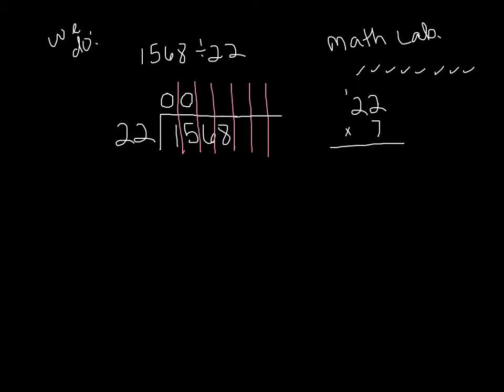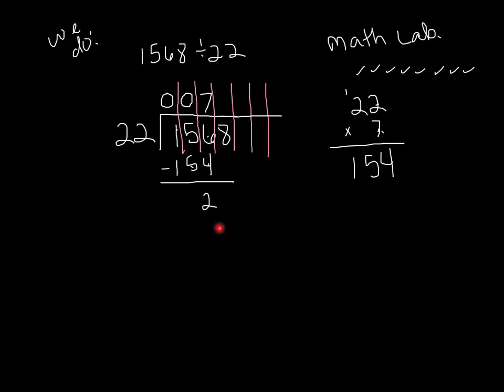7 times 2 is 14. 7 times 2 is 14, plus 1 is 15. Ooh, it's a good thing I did 7 and not 8. I would have blown my eyebrows off. So it's 7, and that's 154. 6 take away 4 is 2. 5 take away 5, nothing. 1 take away 1, nothing.